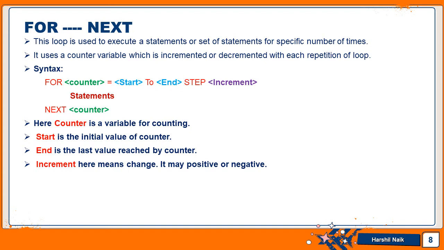Syntax: for counter equal to start to end, step increment, then statement. Next counter. Here counter is a variable for counting. Start is the initial value of the counter, end is the last value reached by the counter. Increment here means change, it may be positive or negative.